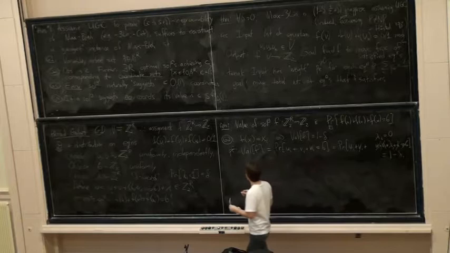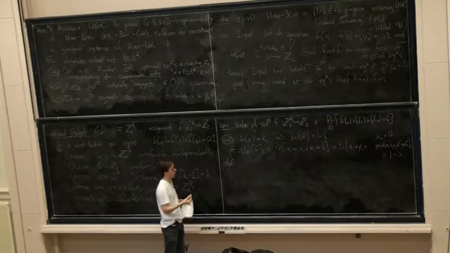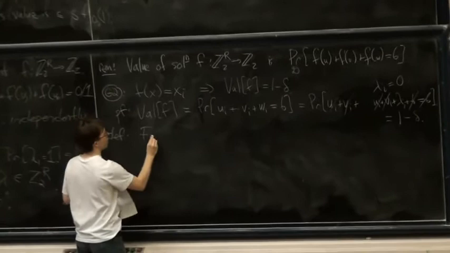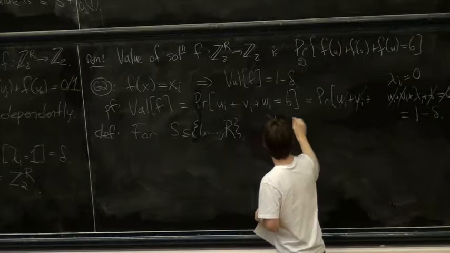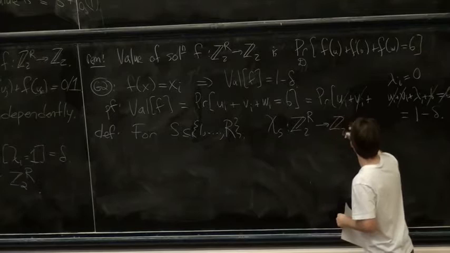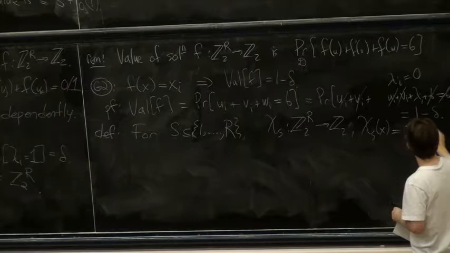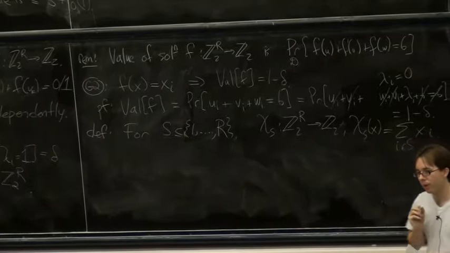So based on that, it makes sense to introduce some notation for these homomorphisms or linear functions, or characters, really. For a subset S of the coordinates 1 through R, let me define chi sub S. This is a function from Z2 to the R into Z2, where chi S of X is the sum of xi for i in the set S. The sum is mod 2.